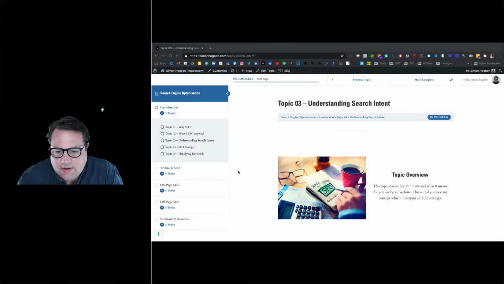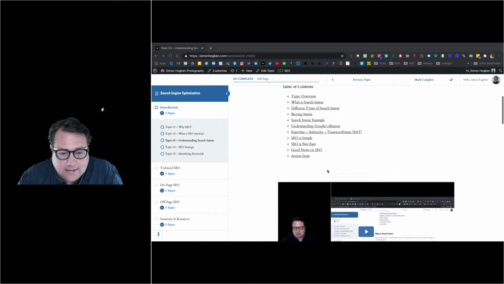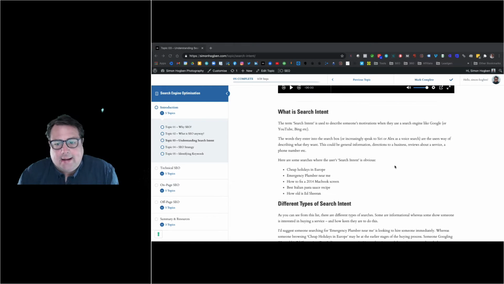Right, this topic is about search intent, a really important concept to understand, and the raison d'etre for Google in its mission as a search engine. So, just to work through this, the term intent is used to describe someone's motivations when they use a search engine like Google or YouTube or Bing or anything else. So it's whatever they enter into their search box or speak to Siri or Alexa increasingly. They're really just describing what they want.